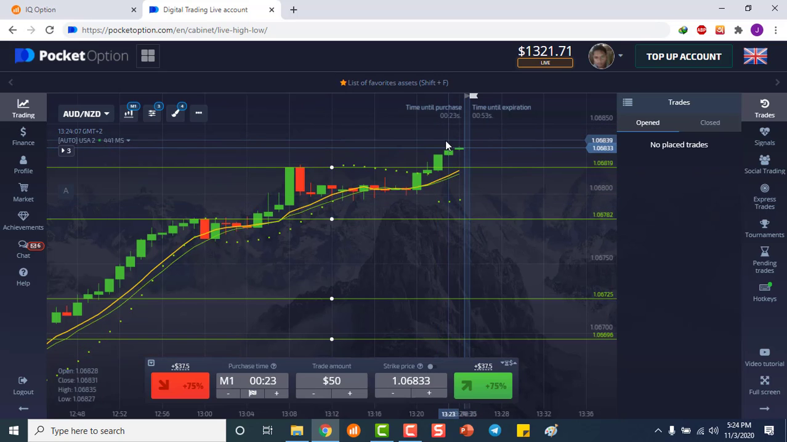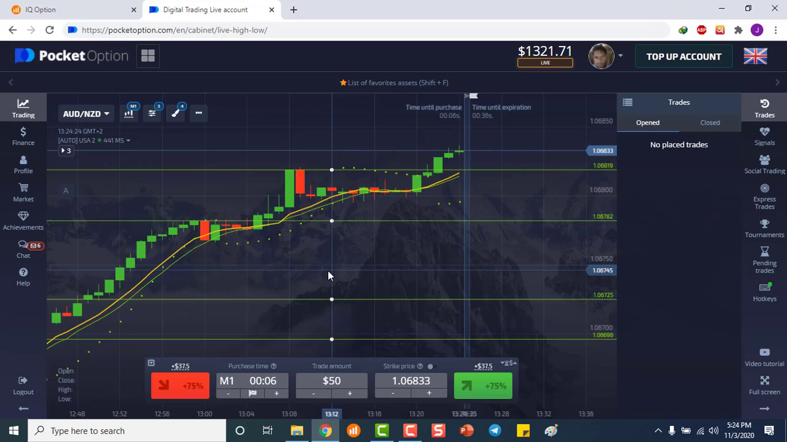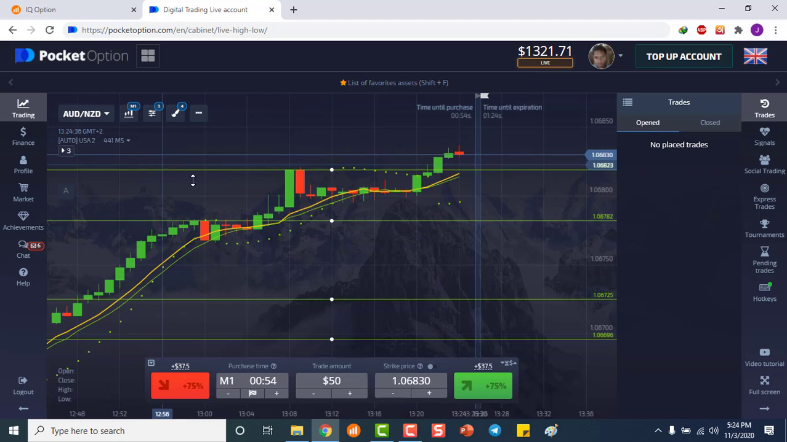Anyway guys, we win this trade and I already achieved $1,321, so I'm not going to risk any more balance because I already gained $300 in the past couple of hours. So this is enough for me. To be honest guys, I just deposited $250 in pocket option just 2 days ago, and I already reached $1,320 within just 2 days.